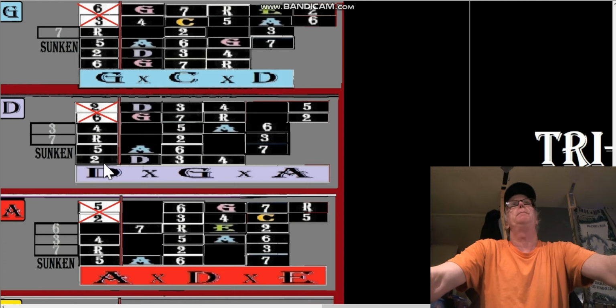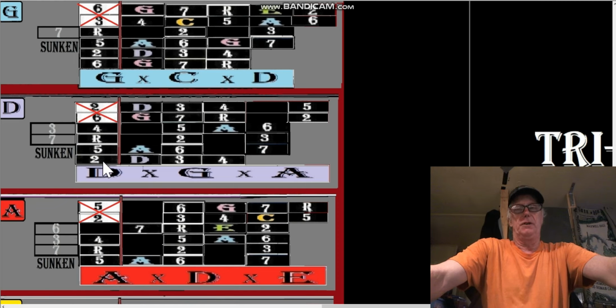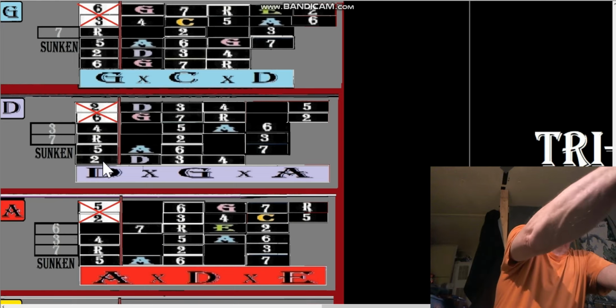The concept still holds. It doesn't matter what it is. It doesn't matter what key you're in. All 12 keys.